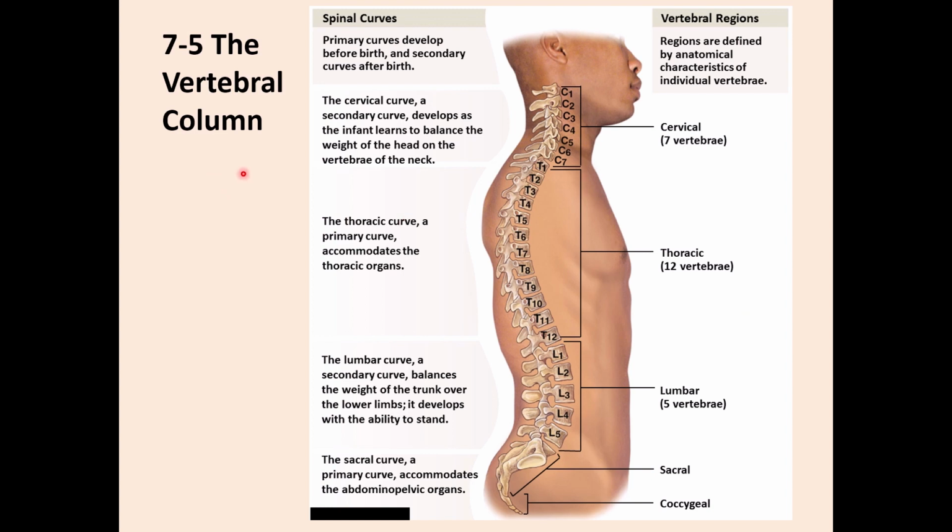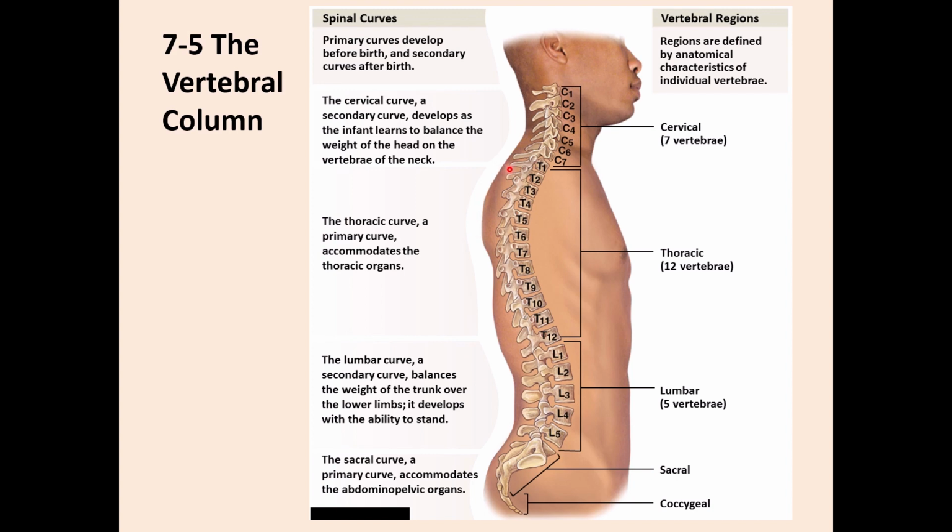The vertebral column is made of 5 different regions, and there are also 2 different types of curves. The first region is called the cervical region, which is made of 7 vertebrae. The second is the thoracic, made of 12 vertebrae. The third is the lumbar, made of 5 vertebrae. Then there is the sacral, which is the fusion of 5 vertebrae. And then the coccygeal, which is again a fusion of different vertebrae. It varies from one person to another.